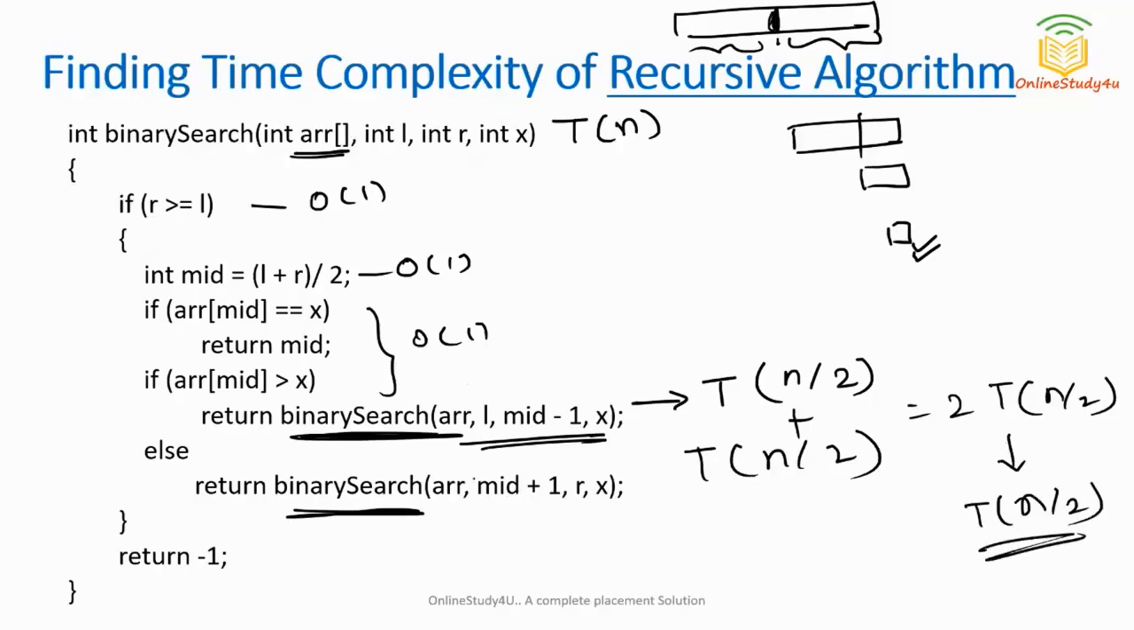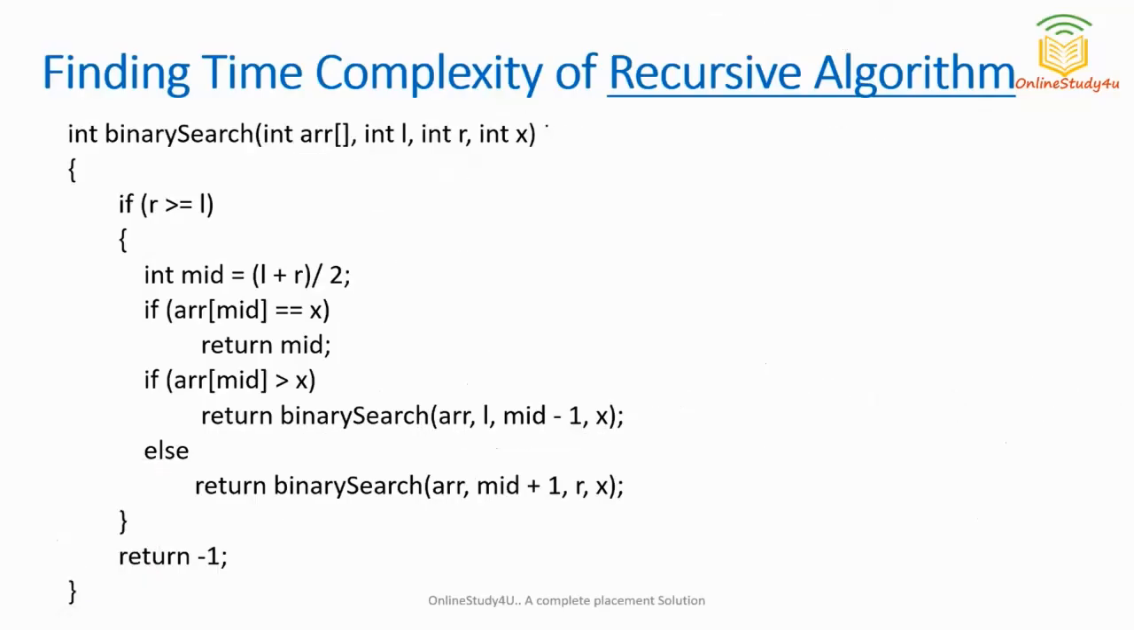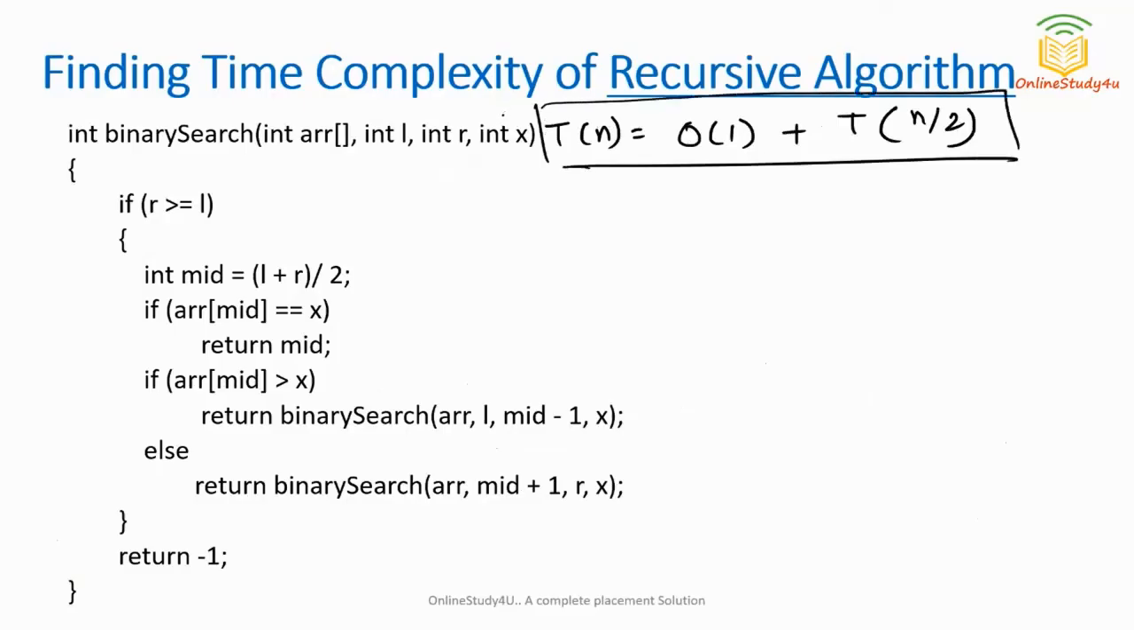Now what will be the expression which we will get from this? If we add up all of this, T of n is nothing but big O of 1 plus T of n by 2. So is this equation clear, everyone? Then we will move to the back substitution method to find the time complexity.